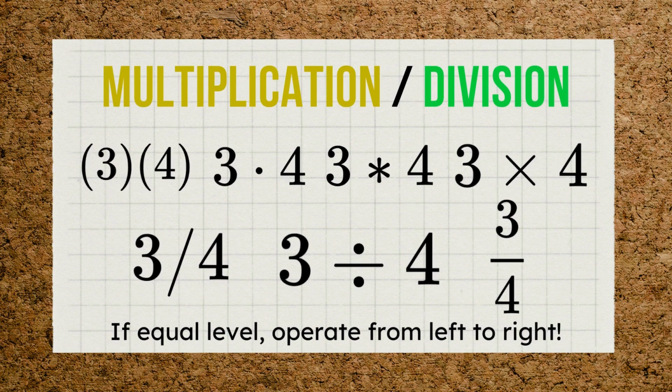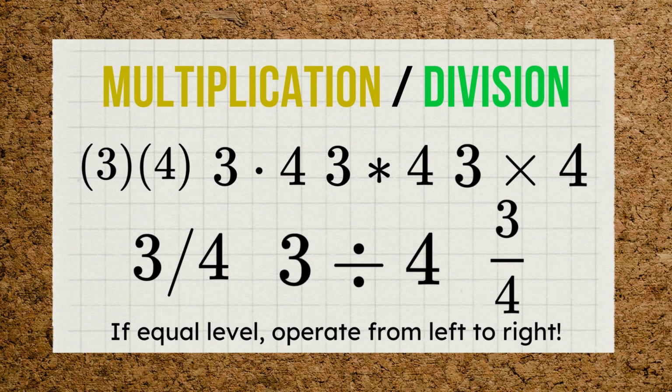Now for the third priority, this includes multiplication and division, which are of the same level. So you have to operate them from left to right. This is where most of the confusion comes from because of how many signs can be used to express multiplication and division. So we have the parentheses or even brackets and braces. We have the multiplication dot, we have the asterisk, we have the multiplication cross. That's only for multiplication. For division, we have the slash, the fraction bar, and the division sign or obelus as some might call it.